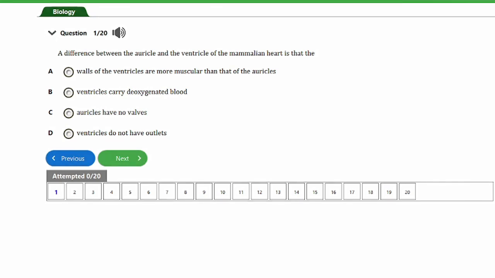In today's video on our JAMB biology exam revision series, we are going to consider these 20 JAMB repeated questions on transports. So let's go ahead and start with the first question here.